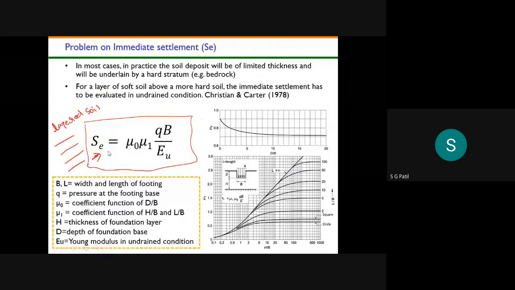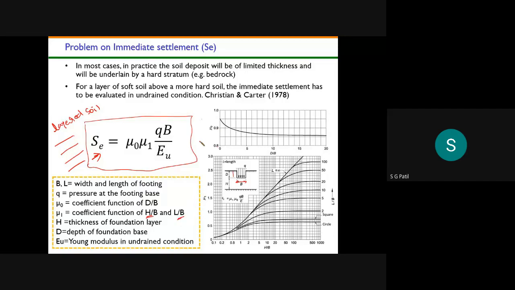In practice, we will use this formula. Whenever you become a consulting engineer in the later stage of your career, at that time you should use this formula: mu naught into mu1 into qB by E. What are mu naught and mu1? Mu naught is a coefficient which is a function of the D by B ratio, that is, the depth of the footing versus the width of the footing. And mu1 is a coefficient which is a function of H by B and L by B.